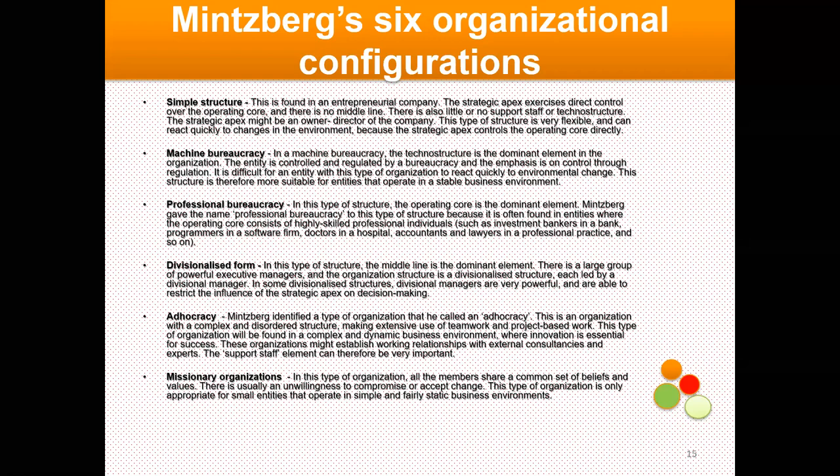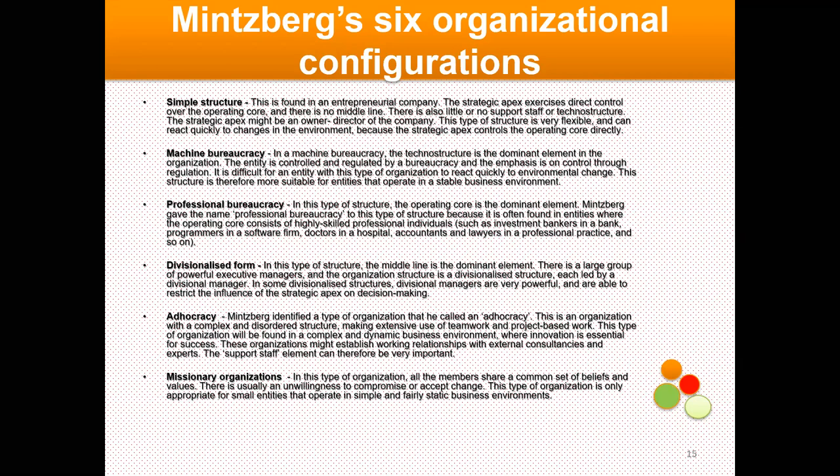Then you have the professional bureaucracy. Here, the operating core is the most dominant element. So that's why it's called professional bureaucracy. It has more professional people. Then you have the divisionalized form. In this type of structure, the middle line is the most dominant element. Here there's a large group of powerful executive managers, and each division is led by a divisional manager.